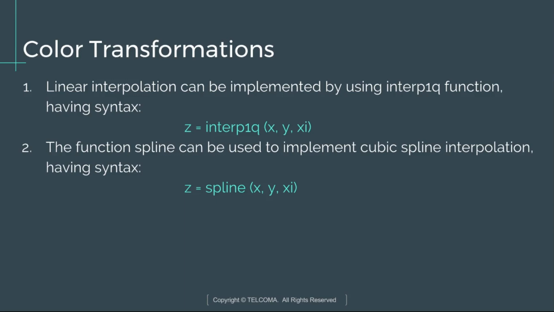Next is color transformations. Linear interpolation can be implemented by using interp1q function, whose syntax is shown below. This returns a column vector containing the values of the linearly interpolated 1D function z at points xi. Column vectors x and y specify the coordinates of the underlying control points. The elements of x must increase monotonically. The length of z is equal to length of xi.